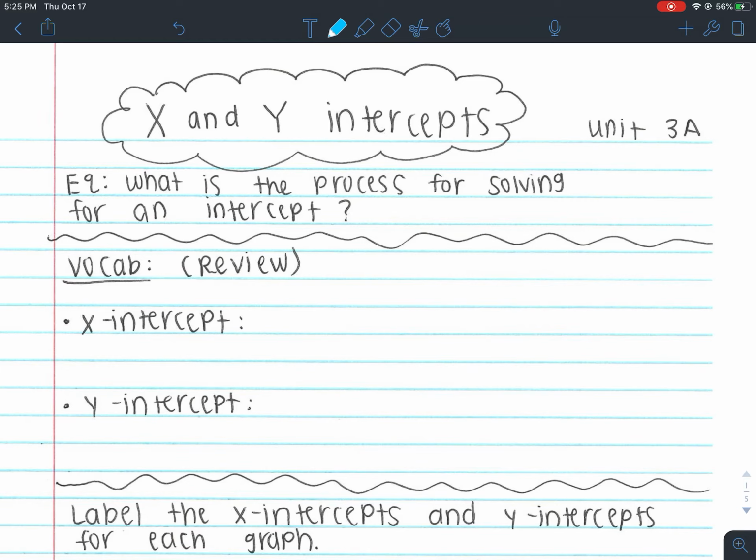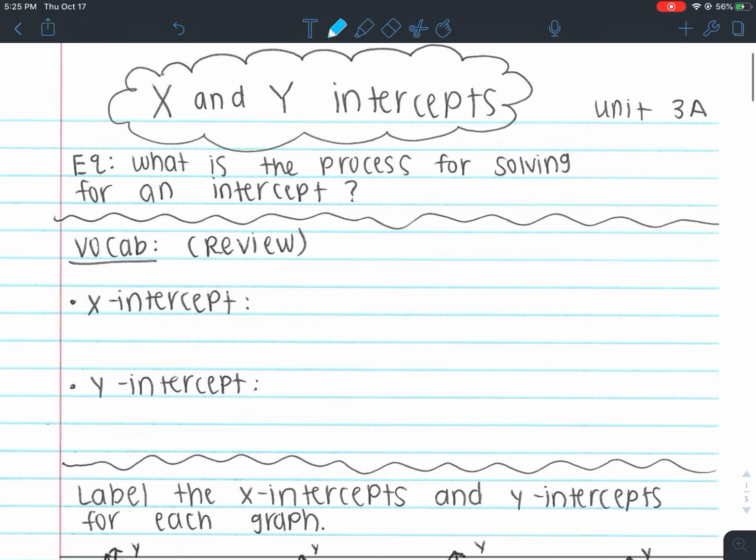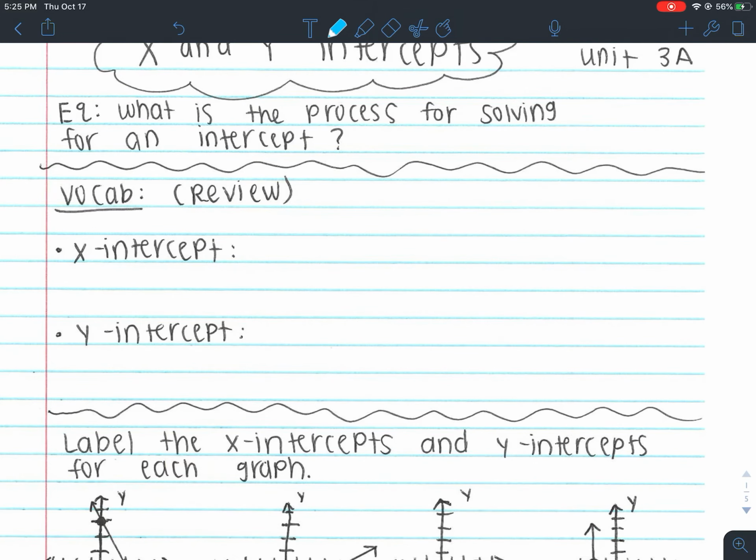Hey guys, welcome to the notes for X and Y intercepts. We are in Unit 3A. Our essential question is, what is the process for solving for an intercept? So we have some vocabulary review: x-intercept and y-intercept. That's just the entire notes you're going to entail, just x-intercepts and y-intercepts.